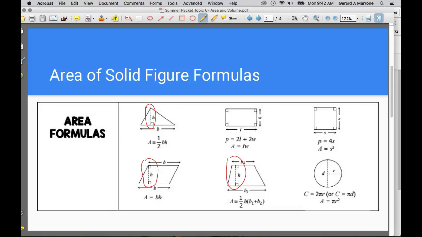And then they gave us information for the circle as well. If you would like to utilize these formulas while you're working through the area piece of this project, feel free to pause the video at this point and reference those.